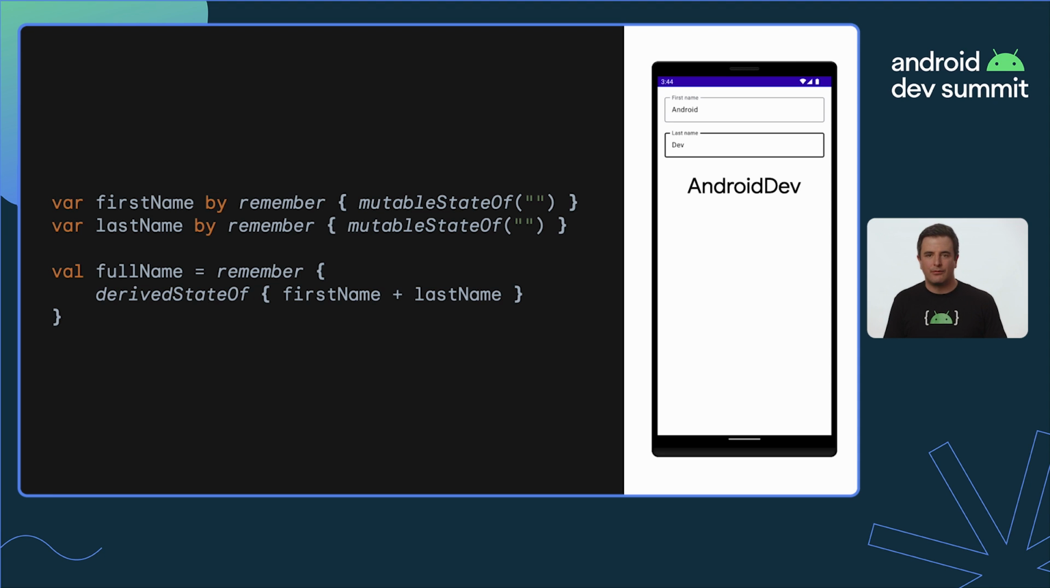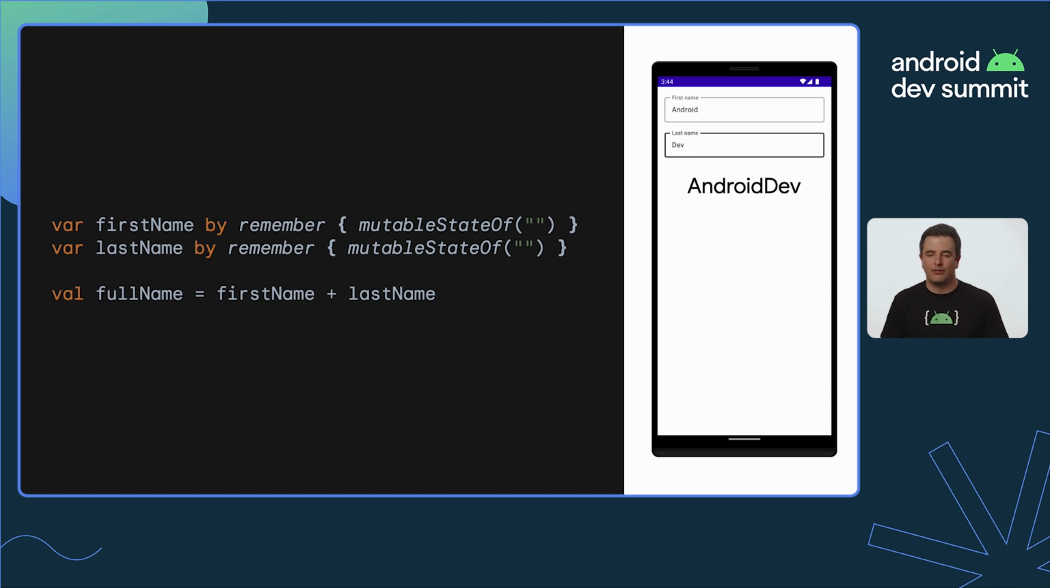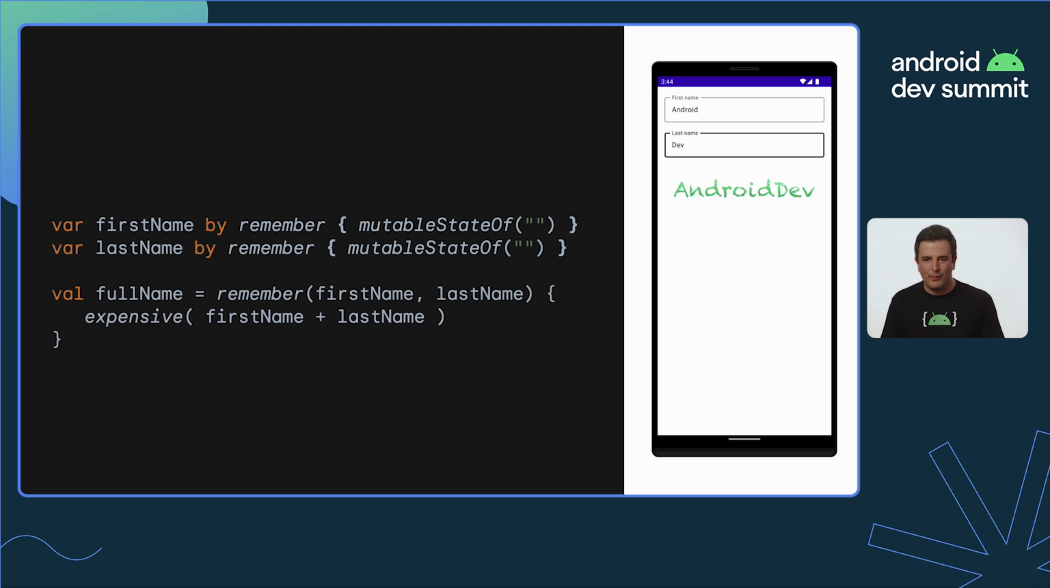In this example, we have two states that we need to combine into one. Because we need to update our UI just as much as this state changes, in this case, derivedStateOf is pointless. If though we were doing something a bit fancy or expensive that we wanted to cache across recompositions, this is where remember with keys comes in. We can remember the result of our expensive function and make sure it still updates whenever one of its keys changes.